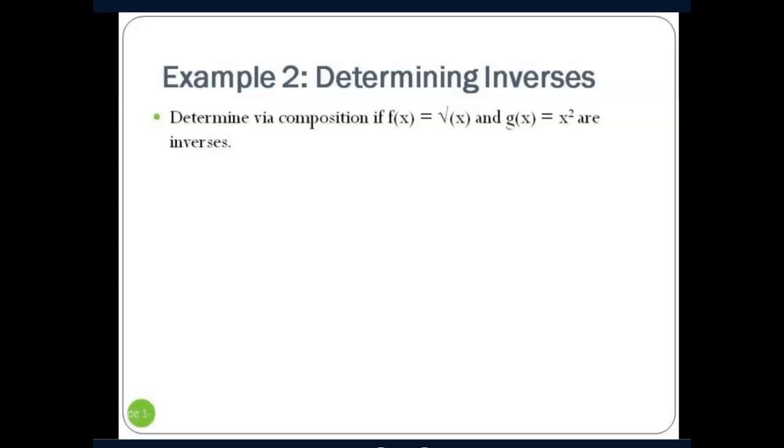Okay, determine via composition if f of x equals the square root of x and g of x equals x squared are inverses. So we'll start with f of g of x, which means that we are plugging g into f. What do you know about the square root of x squared?